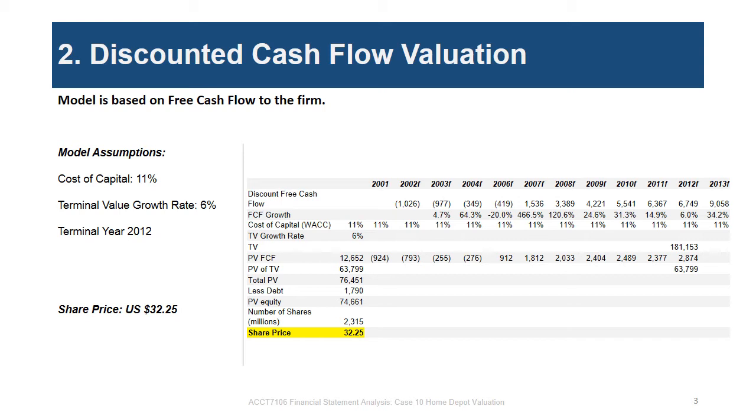This computation gives us a total present value of the firm of $76,451, which divided by 2,315,000 diluted shares gives us a share price of $32.25. It is important to notice that the discounted cash flow model works best when the cash flows are constant or growing at a constant rate, which is not our case here with Home Depot.